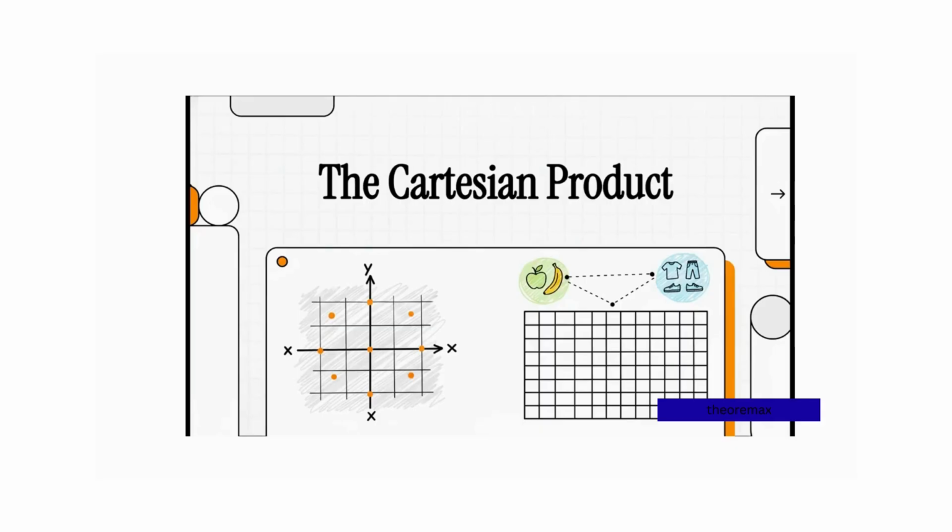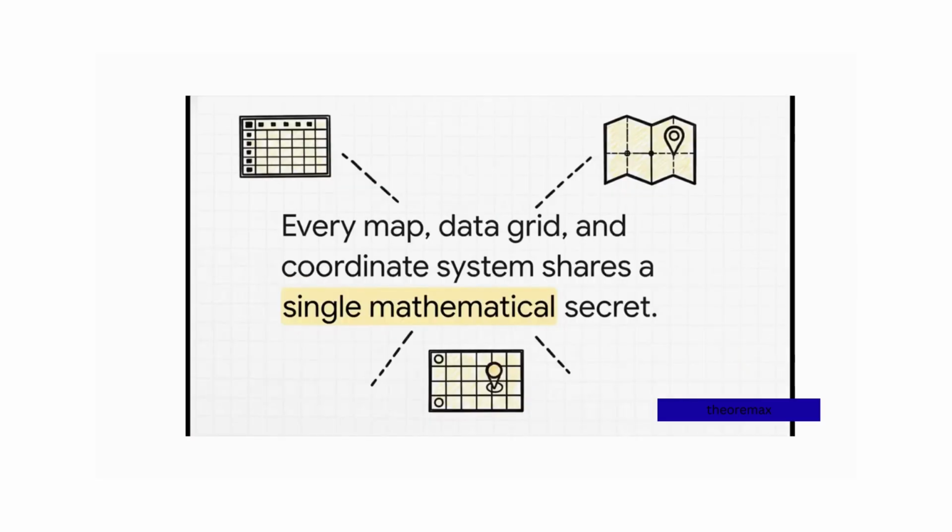All right, let's pull back the curtain on a super powerful math idea that, believe it or not, you use every single day, probably without even realizing it. It's called the Cartesian product, and it's basically the secret engine running behind every grid, every list, every coordinate system you can think of. No, seriously, think about it.